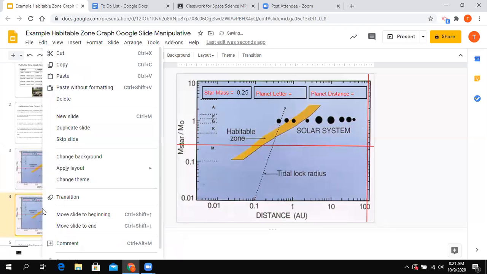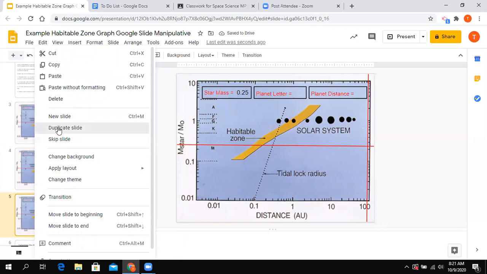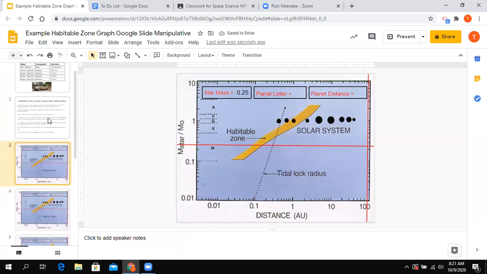Duplicate slide, duplicate slide, duplicate slide. Okay, so I've got 4 of them. That's what I need. I have 4 planets.